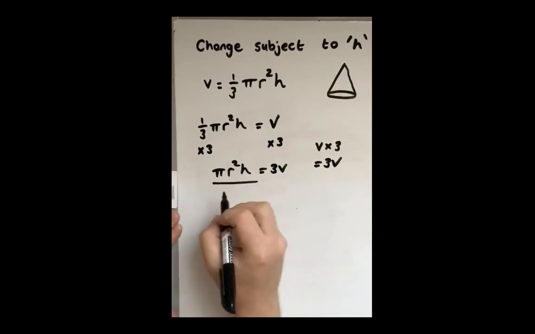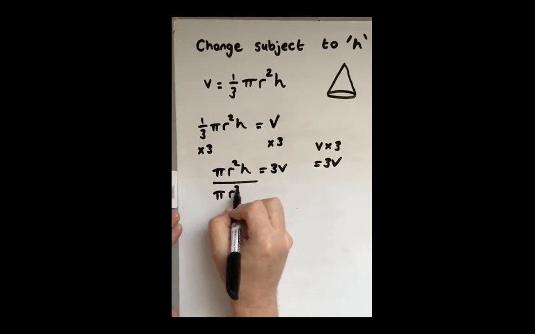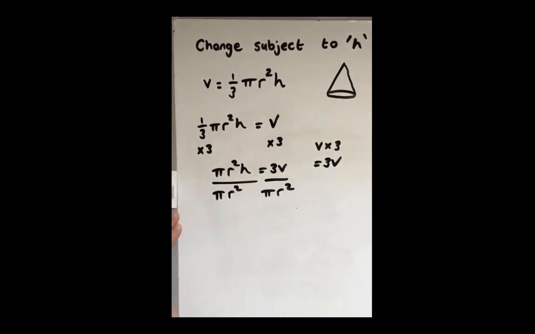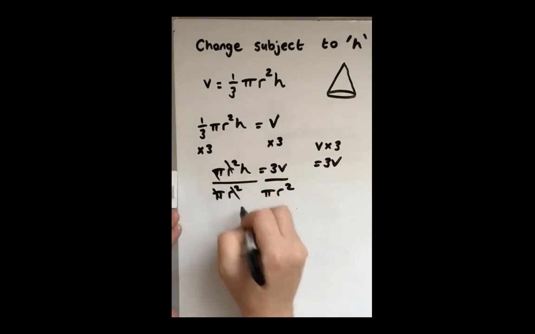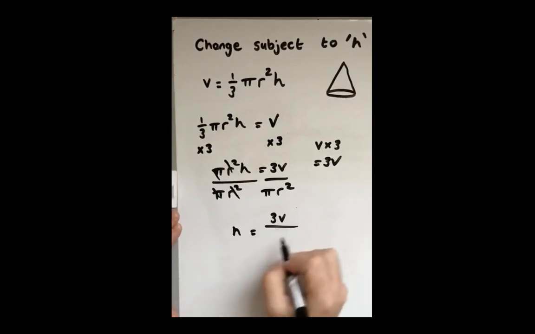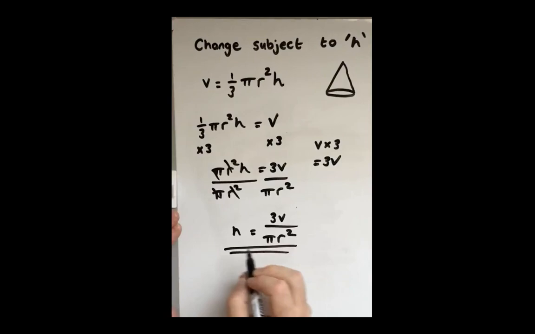What's multiplying the h is pi r squared. We want to then divide by pi r squared. That's the inverse operation of multiplication, which is division. They're cancelling each other down. So the height is equal to 3 times the volume divided by pi r squared. There you go. Changing the subject of the formula.